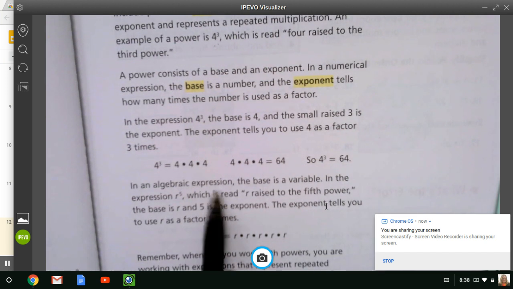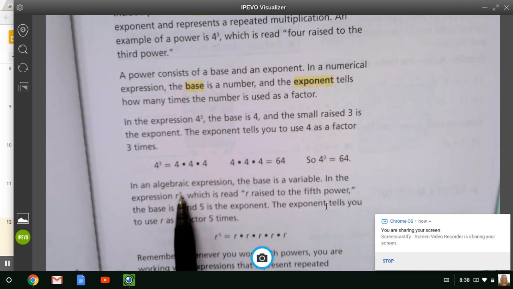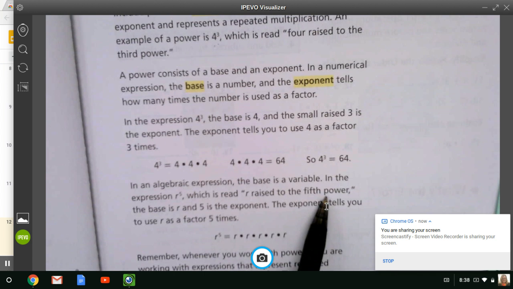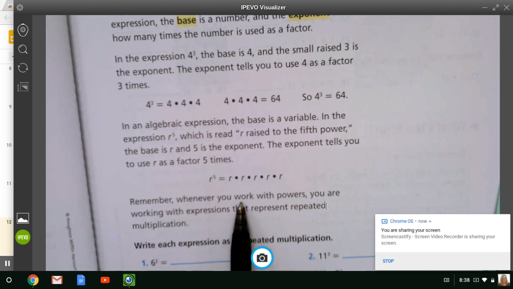In an algebraic expression, the base is a variable. In the expression r raised to the 5th power, the base is r and 5 is the exponent. So the exponent tells you to use r as a factor 5 times. So r raised to the 5th power would look like r times r times r times r times r. Remember, whenever you work with powers, you are working with expressions that represent repeated multiplication.